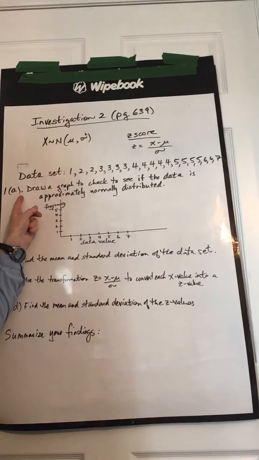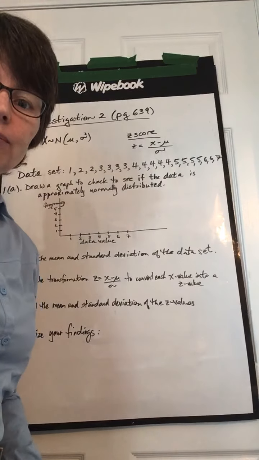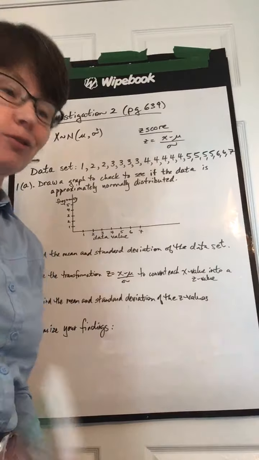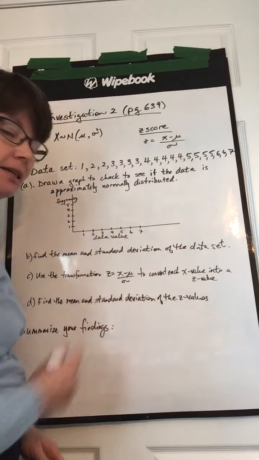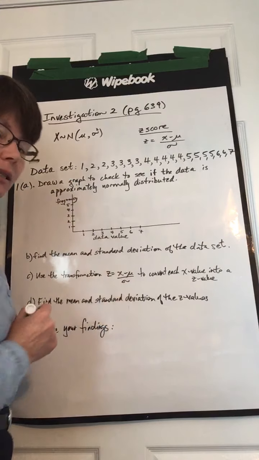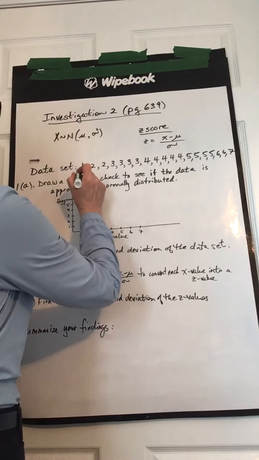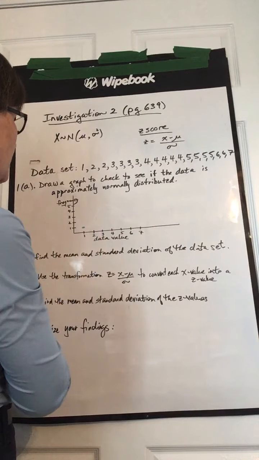And we need to draw a graph to check to see if the data is approximately normally distributed. All right, so let's check that. I've arranged this ahead of time. Data values along the x-axis, frequency on the y-axis. So data value 1, we only have one of them. Let's put that point there.